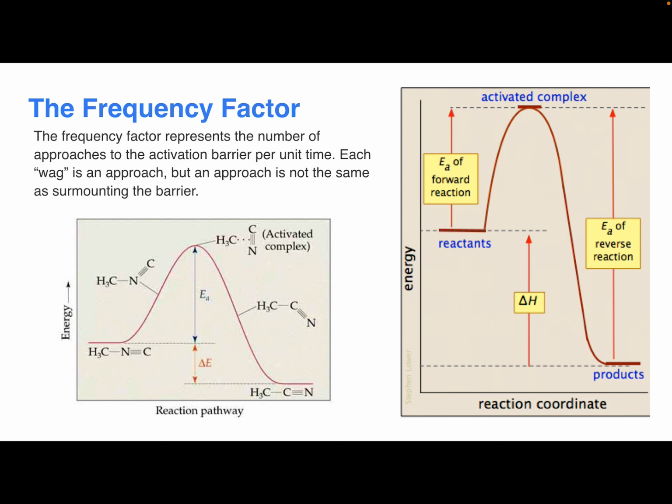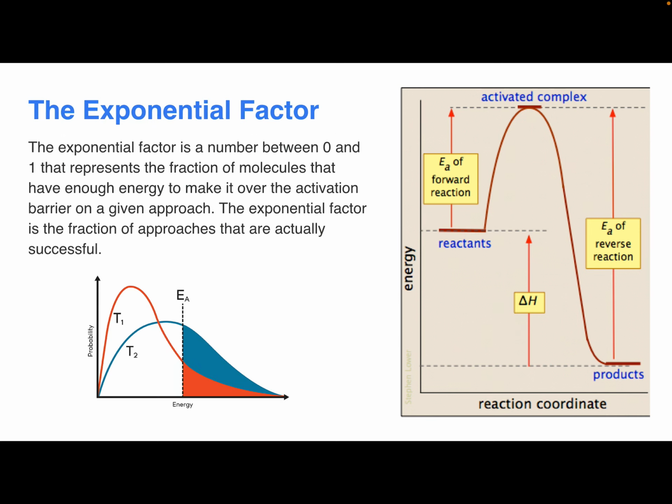The frequency factor is A, remember, and basically the frequency factor is just the number of times we try to get over the activation barrier. So the number of successful or correctly oriented collisions, it's the attempts at getting over the activation barrier. The exponential factor is the percentage that actually make it.